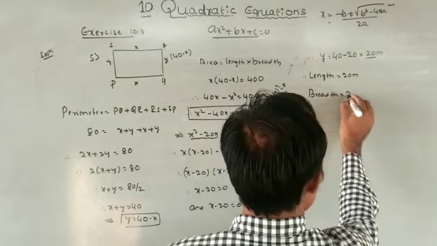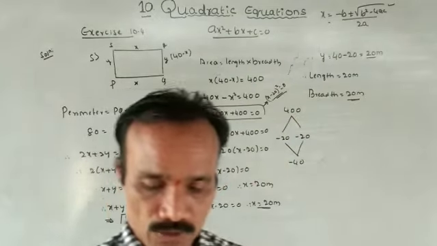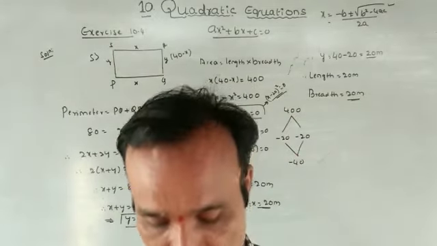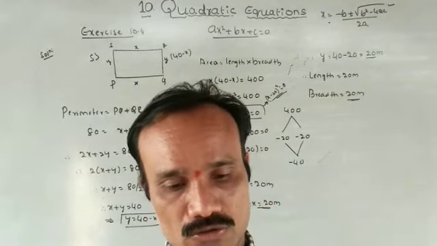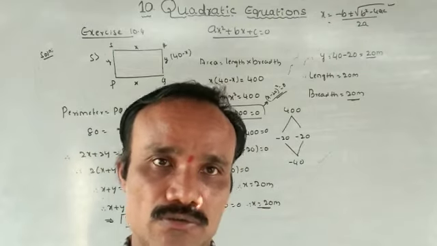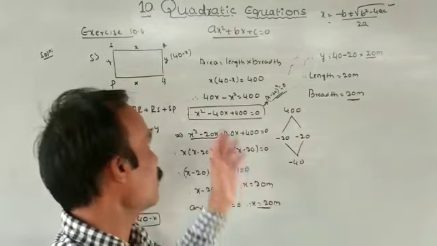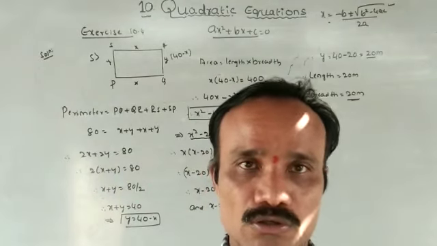4 2 ja 8, 4 1 ja 4, yes. 4 1 ja 4, yes. What is the value of a? 1. What is the value of c? 102 plus b value 2a, 2 into 1, yes. It is the final answer. Check out.